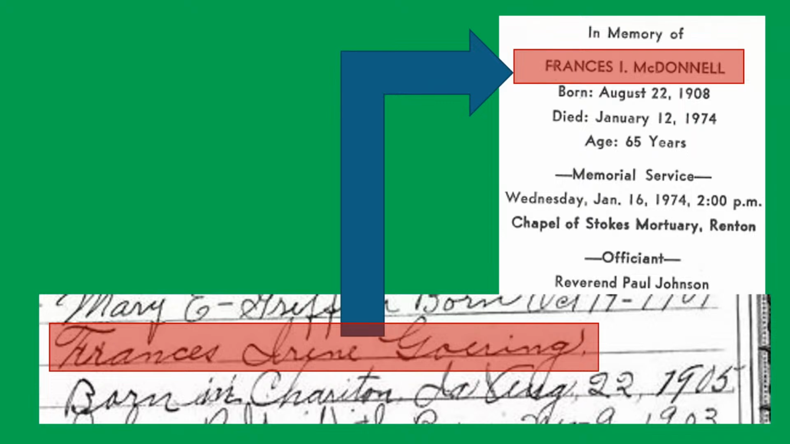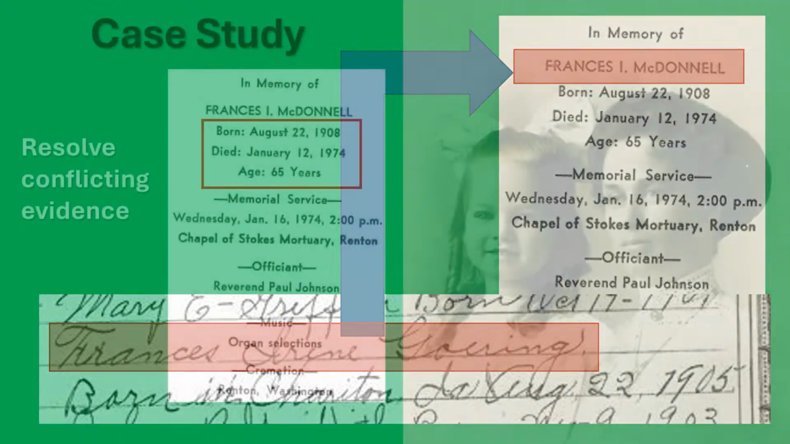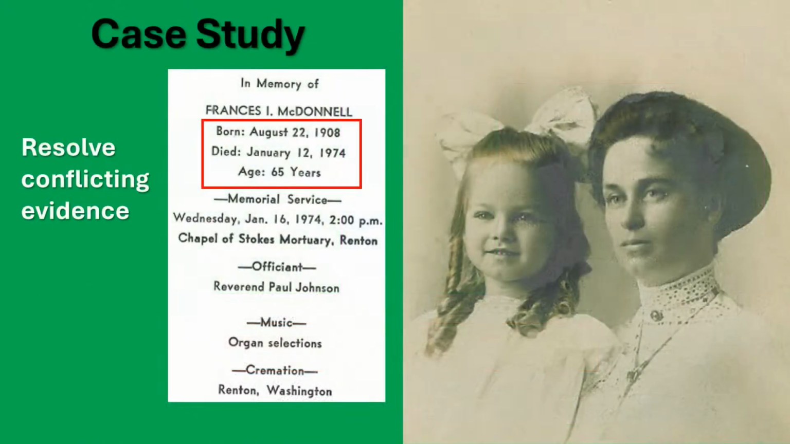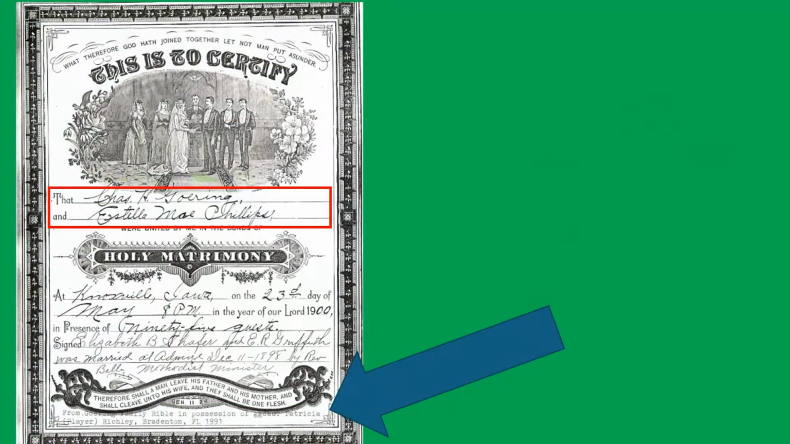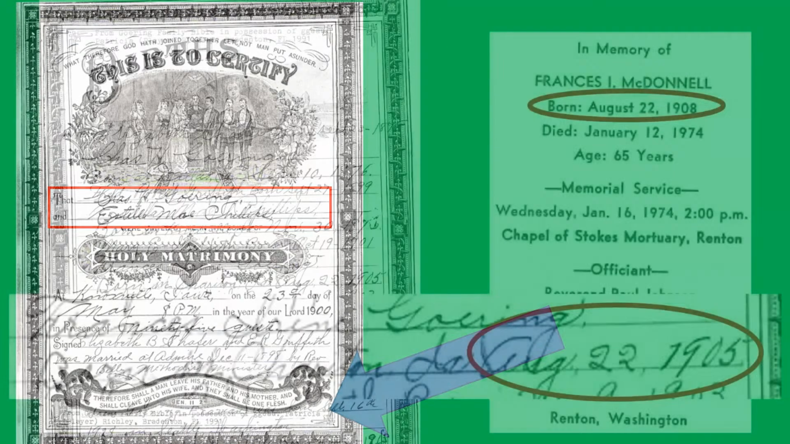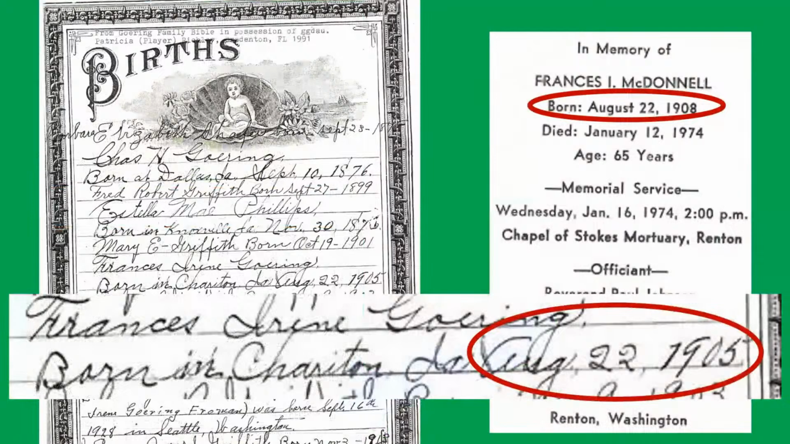But the problem, if you read a little further, concerns the fact that the funeral card said she was born in 1908. I love that picture of Grandma Frances with her mama. And that Bible entry, and note this is an old Bible entry, it actually says Frances Irene Goring was born in 1905. Why the three-year discrepancy?